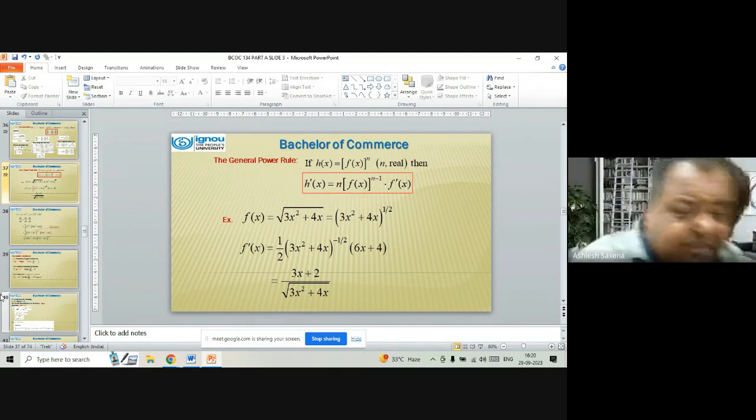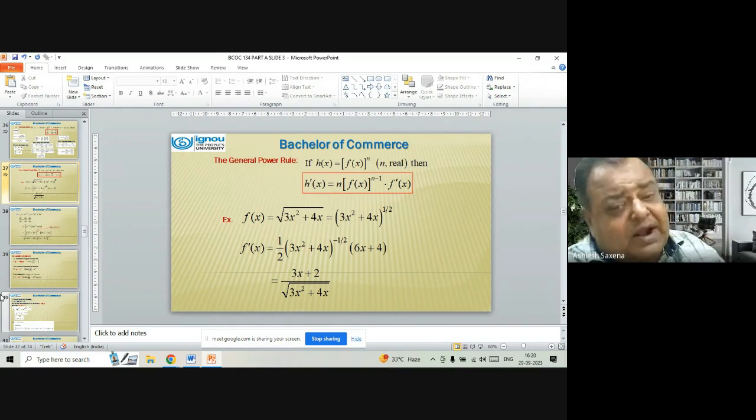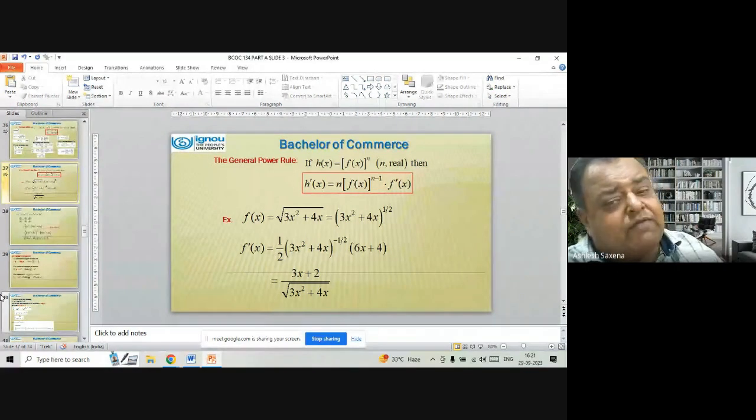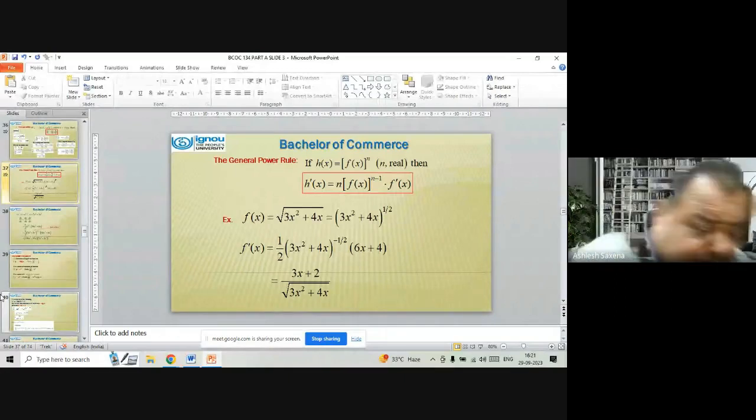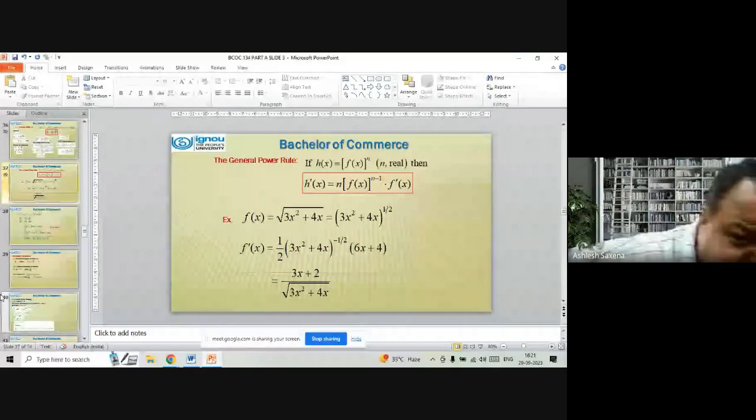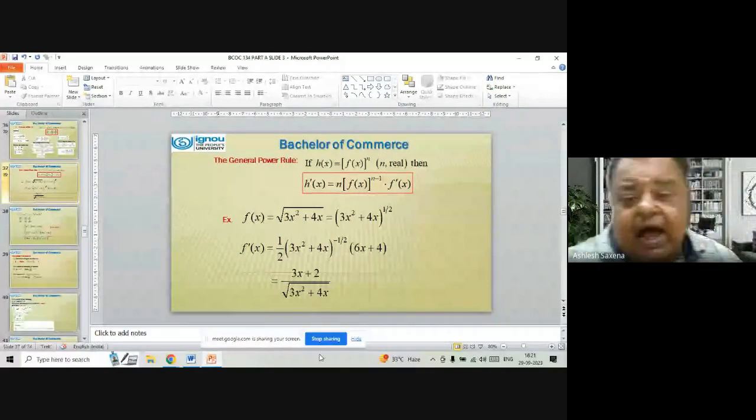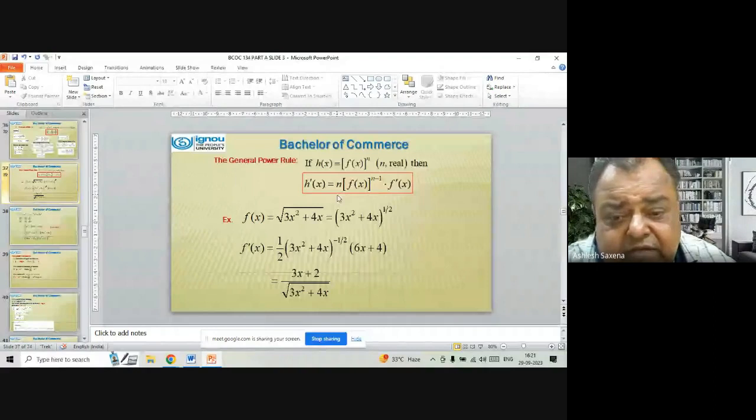Similarly, suppose your function is f(x) = under root of (3x² + 4x). First of all, I will transform this into (3x² + 4x)^(1/2). Now I will differentiate. On the left-hand side f(x) changes to f'(x), and on the right-hand side I bring this 1/2 in front, reduce the power by 1, and differentiate the inside again. When I differentiate this, I get 6x + 4.